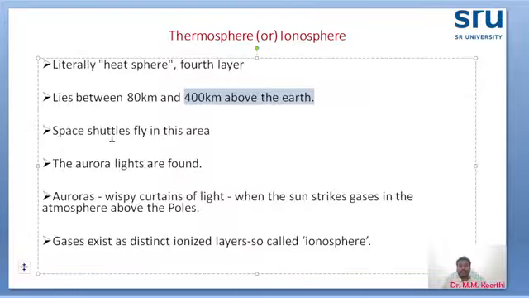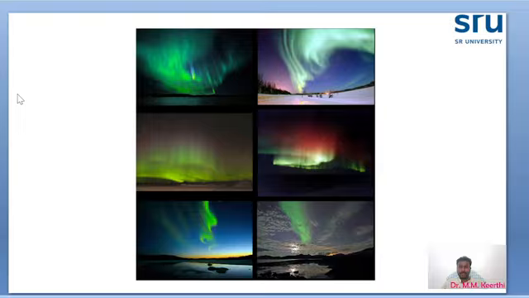Here the space shuttles fly in this area, and aurora lights are also found. Particularly, the gases extend in distinct ionized layers. That's why the ionization process occurs and this layer is called the ionosphere. Here aurora lights will be present. They are curtains of lights formed when the sun's particles strike the gas in the atmosphere above the polar regions. So this comes under aurora lights.